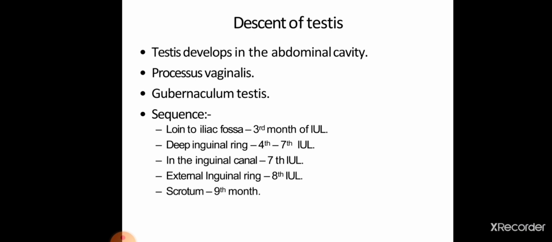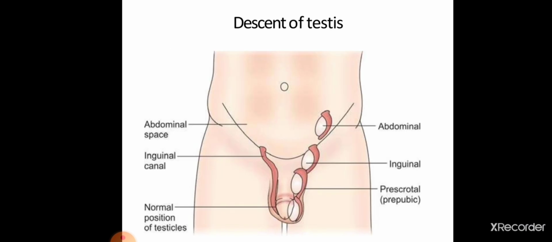Then it comes to lie in the deep inguinal ring at the 4th to 7th month of intrauterine life. Then it lies in the inguinal canal at the 7th month of intrauterine life. Then it lies in the superficial inguinal ring, or we can say external inguinal ring, at the 8th month of intrauterine life. And at the 9th month, just at the time of delivery or birth, it lies in the scrotum. So these are the different stages of the testis from abdomen to the scrotum.